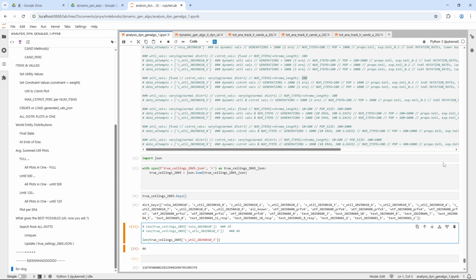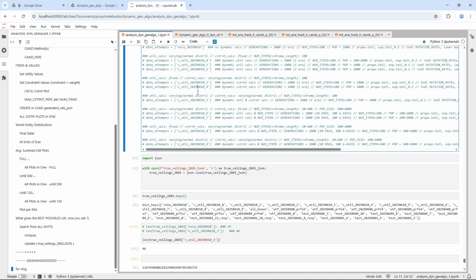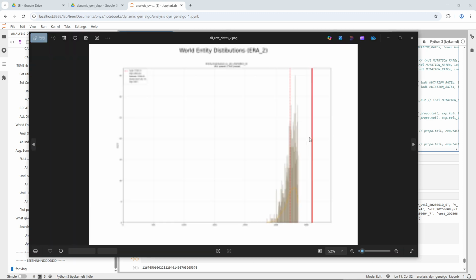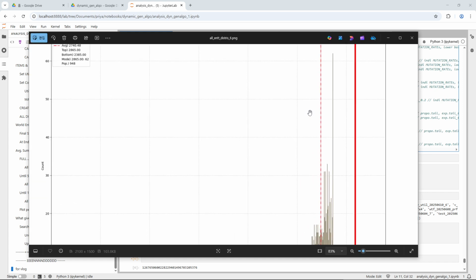But again, the next one, the same setting. Sometimes I would do the same setting twice or 3 times. Sometimes I would do it once, but I know it's not consistent, but that's how I rolled. The next one is still the same thing, but a different run. And here are the entity distributions. They're all very, very similar.